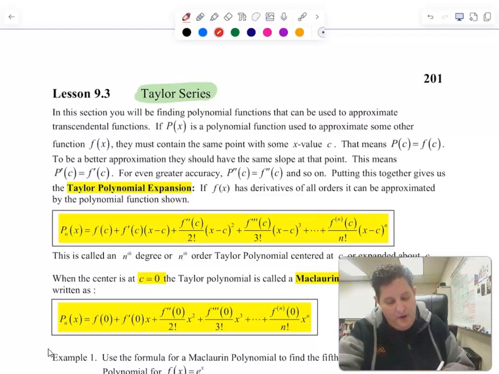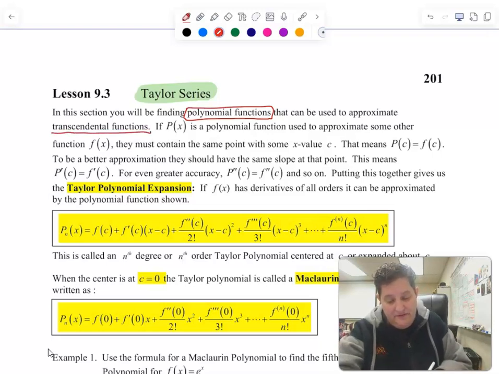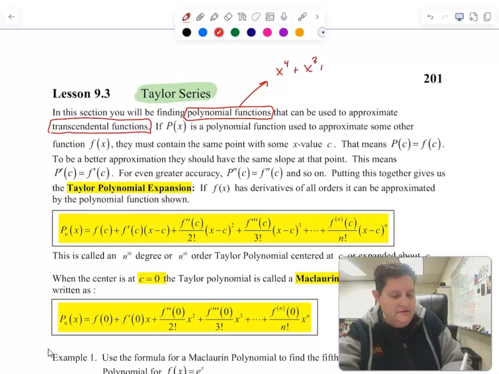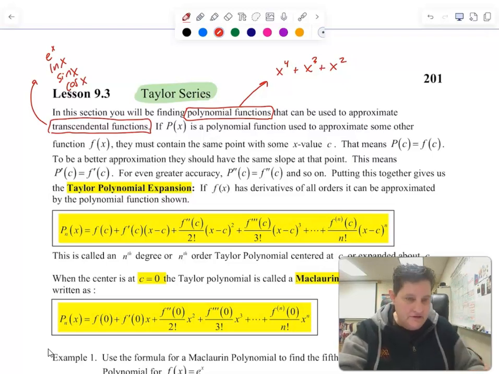In this section you'll be finding polynomial functions. So these expansions are like polynomials that can be used to approximate transcendental functions. Alright, so let's talk about what that means. You guys know polynomials are like x to the fourth, x to the third, x squared. Those things are polynomials, okay? Transcendental functions are like e to the x, ln of x, sine x, cosine x. Those are the main ones we're going to work with. So those are polynomials and transcendental. So we write a transcendental function as a polynomial function, and then we're able to do certain kinds of math on it that we cannot do otherwise.